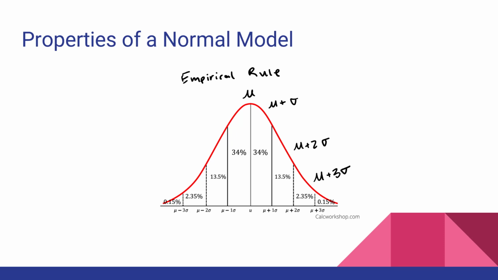Between the first standard deviations, so between this line and this line, 68% of data points will fall in between. Between 2 standard deviations, we end up with 95% of the data. And between 3 standard deviations, we have 99.7% of the data. So what this basically tells you is that anything outside of 3 standard deviations is really, really, really rare, because 99.7% of the data is already within 3 standard deviations.